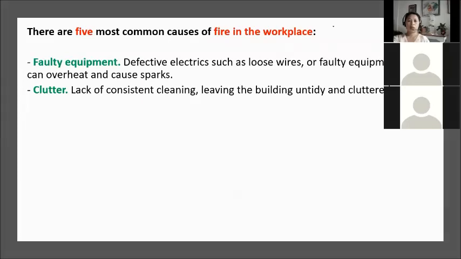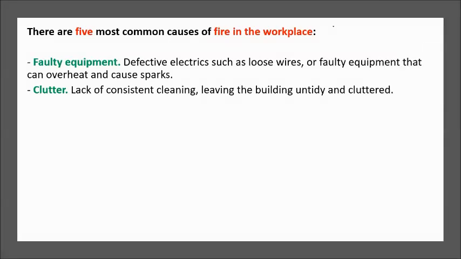Next is the faulty equipment. So this is para sa mga workplaces, no? Especially sa mga industries, yung sa mga companies, no? So faulty equipment. So defective electrical equipment such as sa mga paggamit ng wires, no? Faulty equipment can overheat and cause sparks.